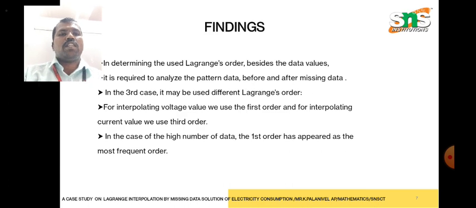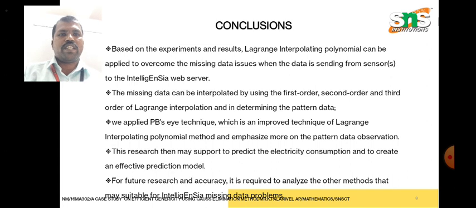In determining the Lagrange order to use, besides the data values, in the third case it may use a different Lagrange order. For interpolating voltage, we can use the first order and for interpolating the current value, use the third order. In case of a high number of data, the first order has appeared as the most frequent order. Based on the experiments and results, Lagrange's interpolation polynomial can be applied to overcome the missing data issues when the data is sent from the sensor to the Intelligentsia observer.